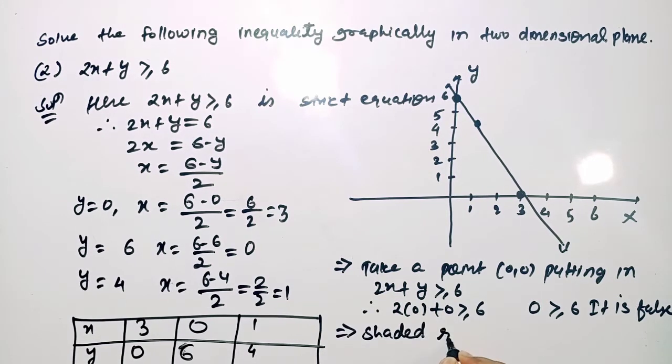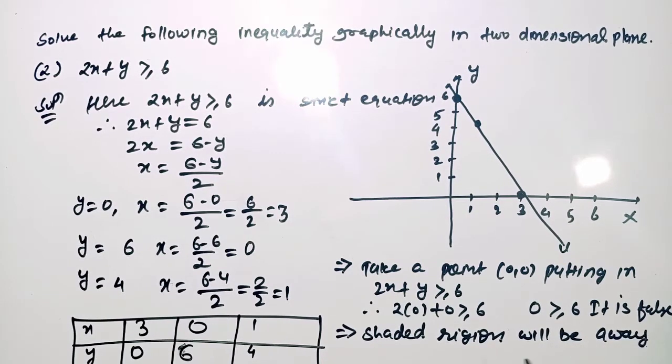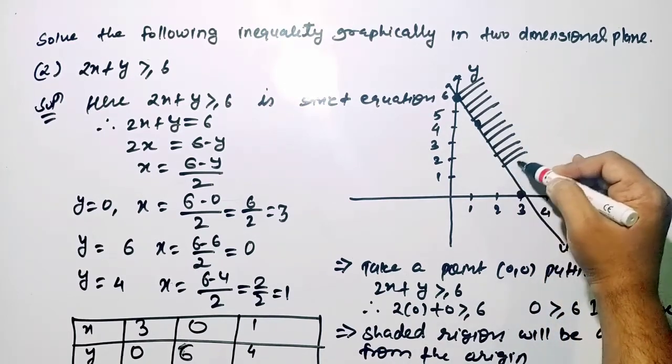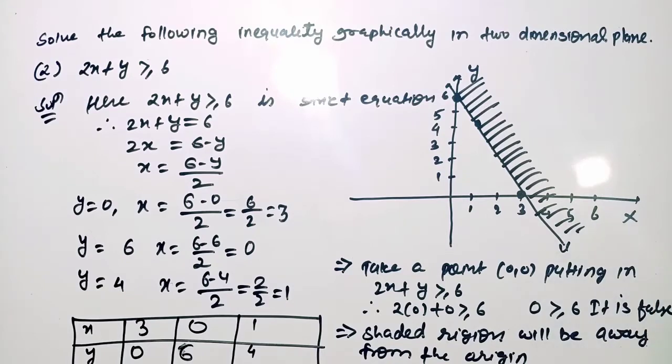So shaded region will be away from the origin, right? So let us draw the shaded region over here, this will be away from the origin, right students? You got it? How to plot the line or inequality on the graph. Let us see the next one.